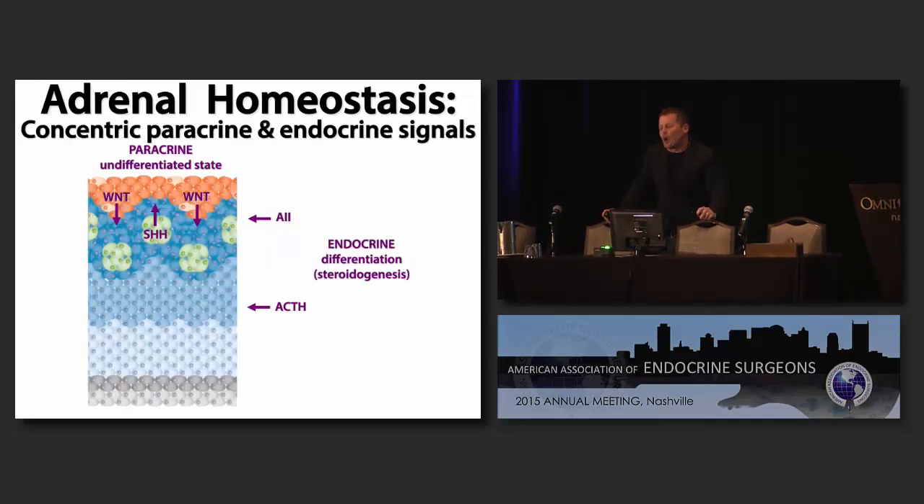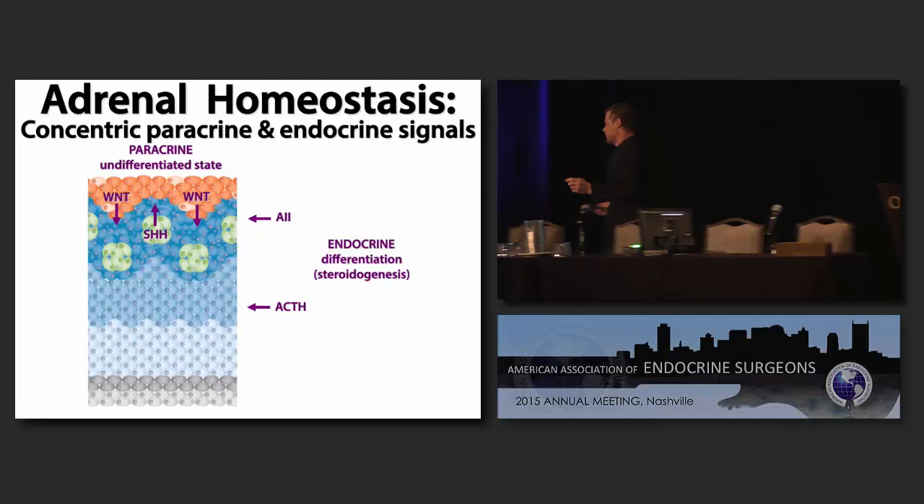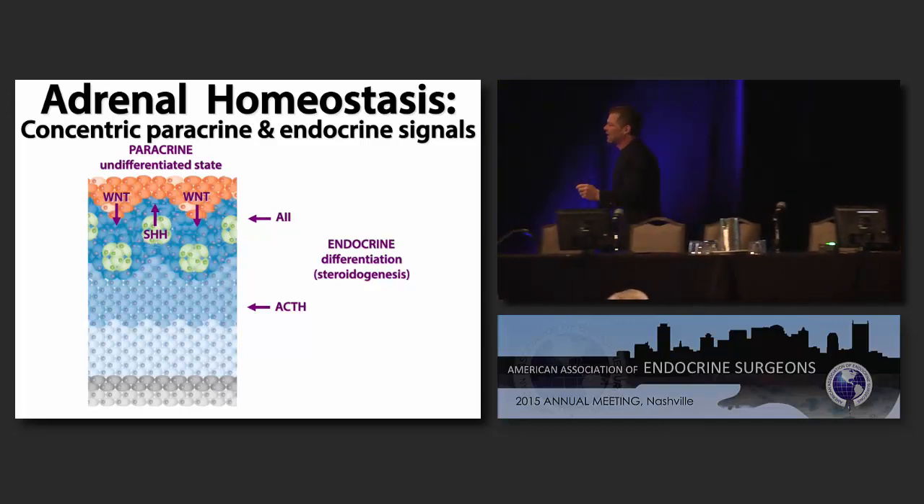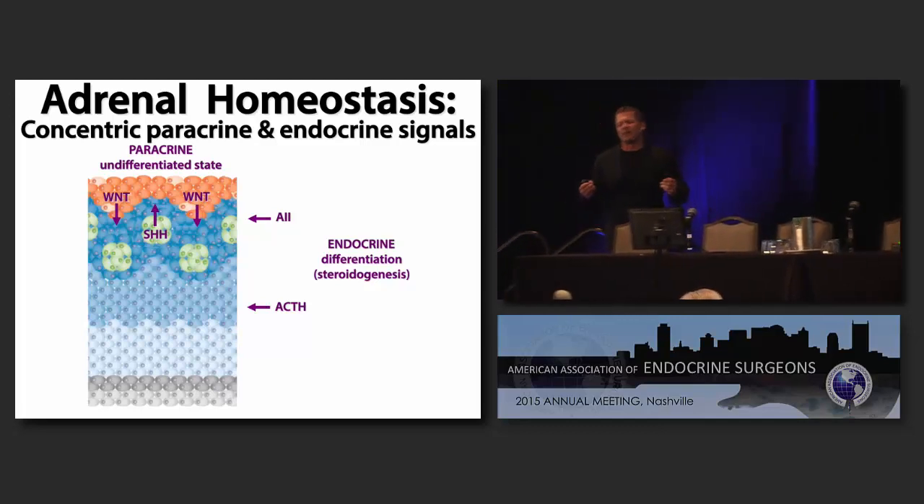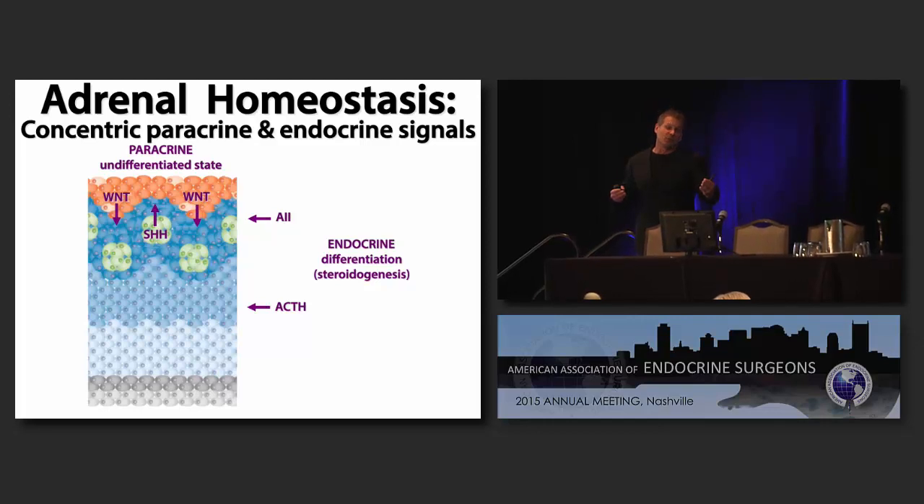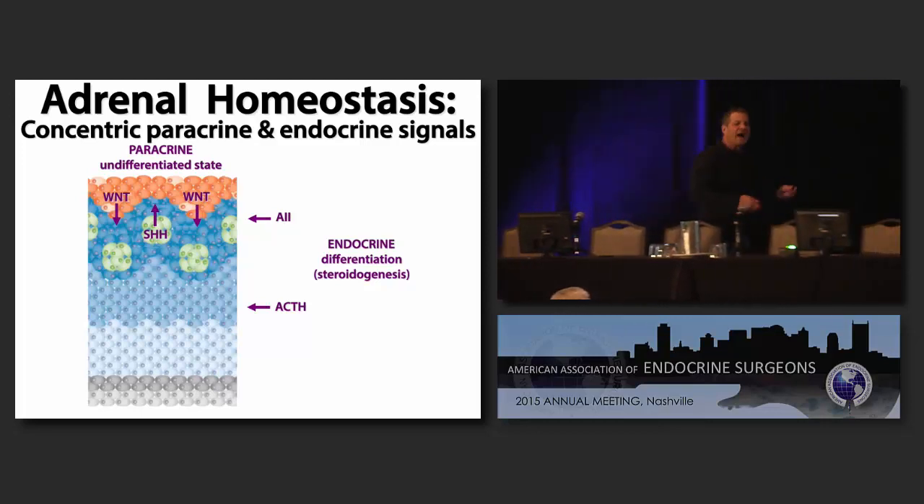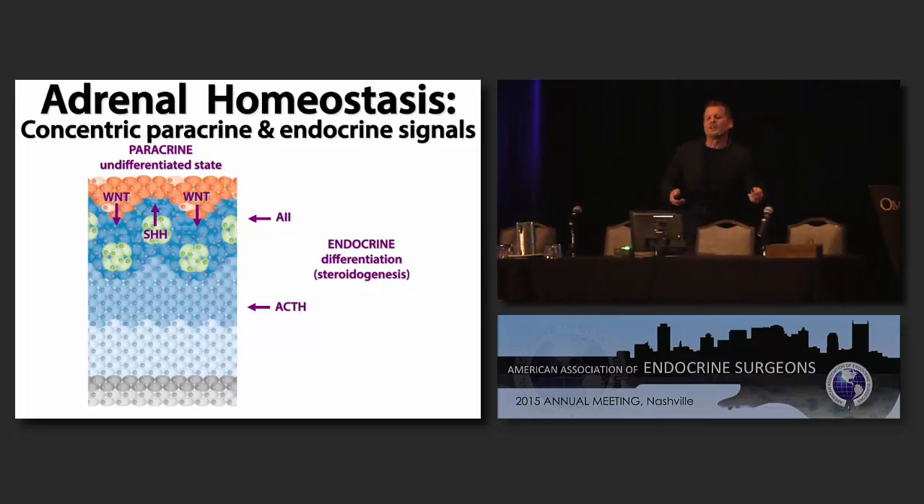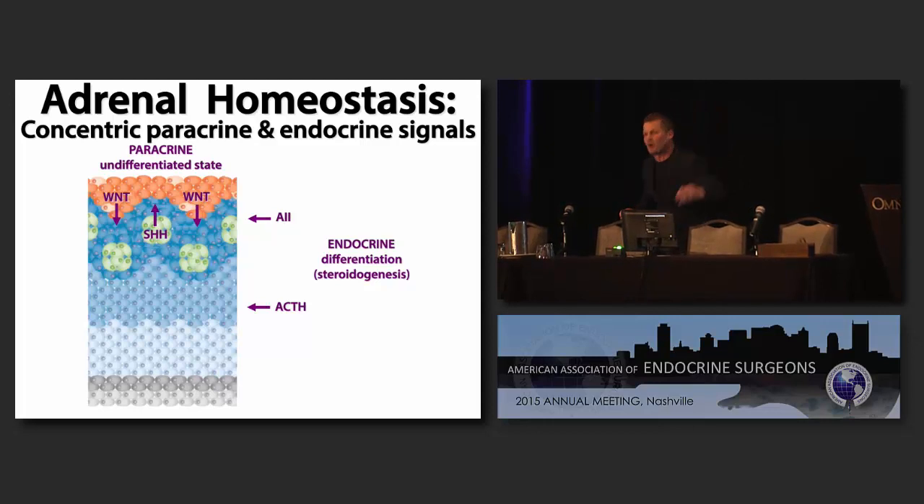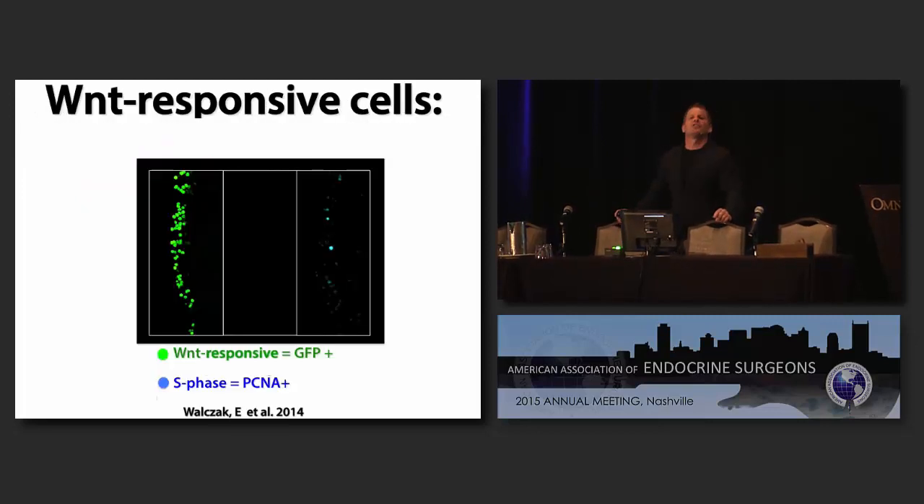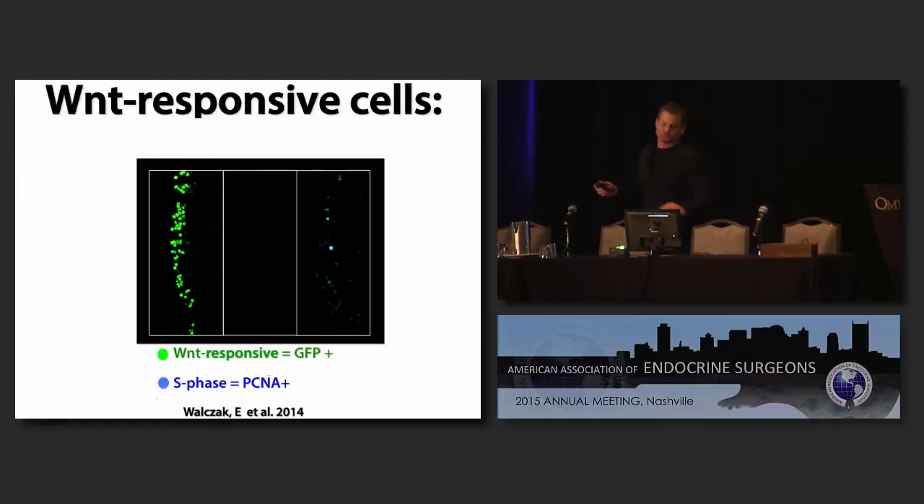We wanted to know how these paracrine factors that are intrinsic to the gland are regulating the gland, because we know that angiotensin II regulates glomerulosa and aldosterone, and ACTH is regulating fasciculata production of cortisol. How do these factors work together? The Wnt and sonic are part of that intrinsic homeostatic process, and the other hormones are part of the endocrine system. So there are those Wnt responsive cells in green.